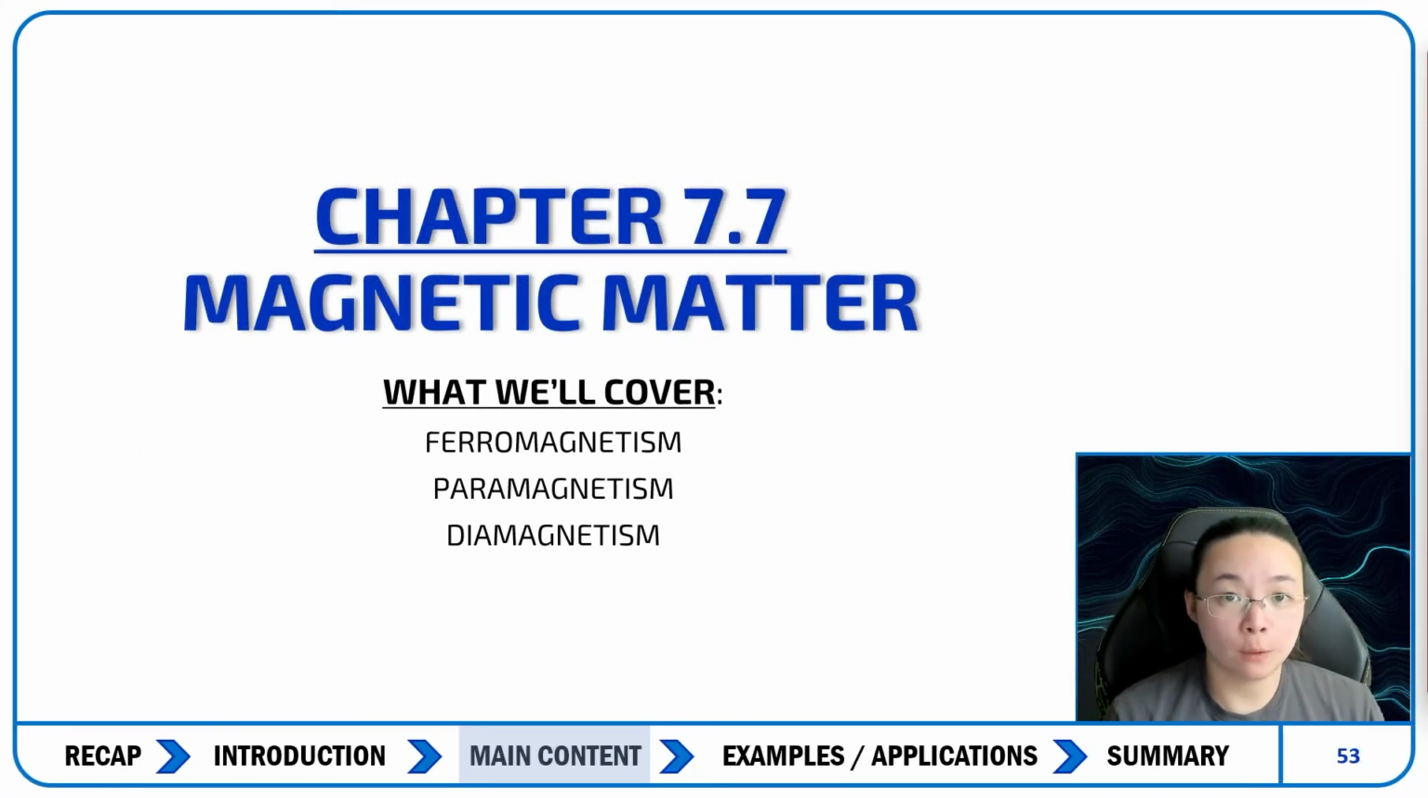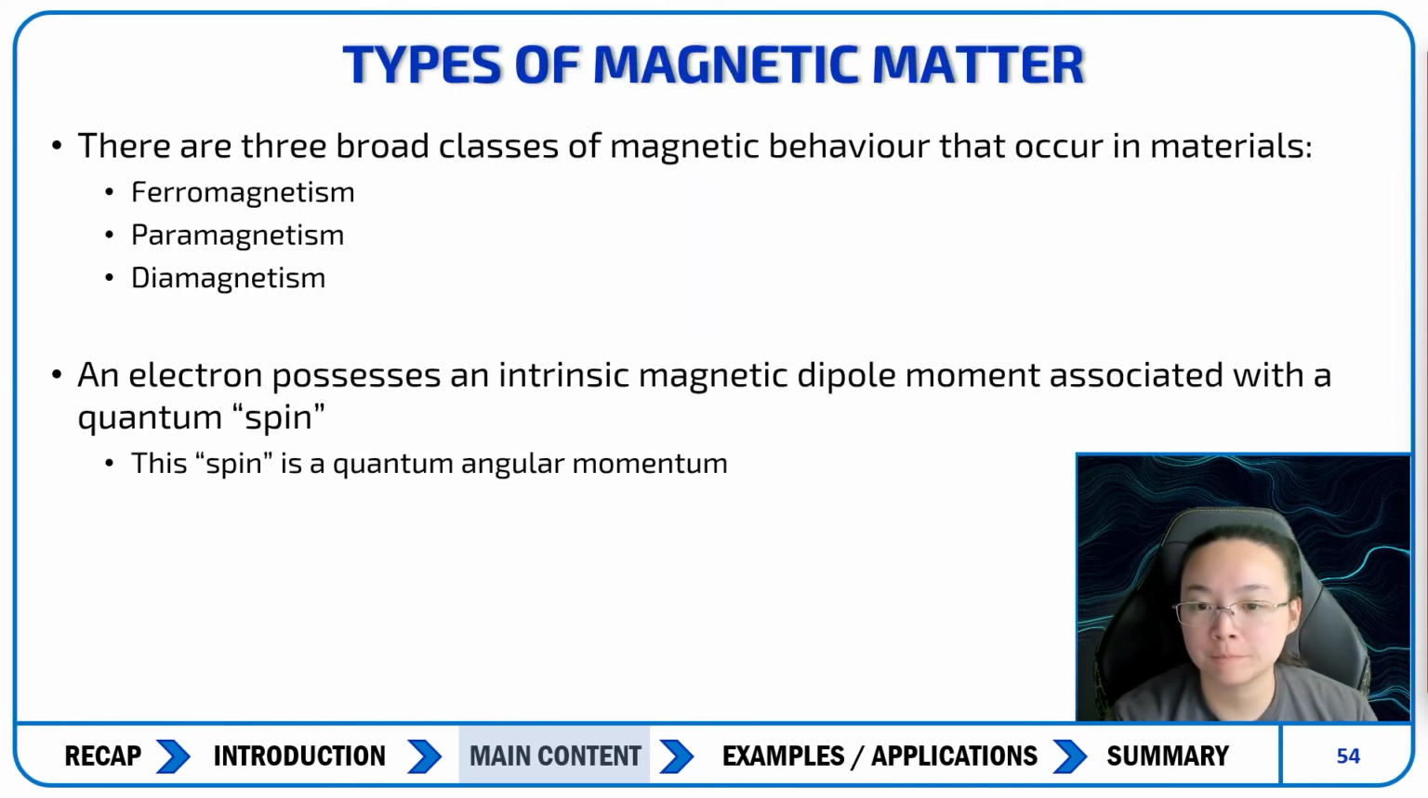Now that we've taken a look at the Biot-Savart Law and Ampere's law, and we know how to calculate the magnetic field, we can now take a look at applications and different types of magnetic material. There are three main types of magnetic material we want to cover: ferromagnetism, paramagnetism, and diamagnetism.